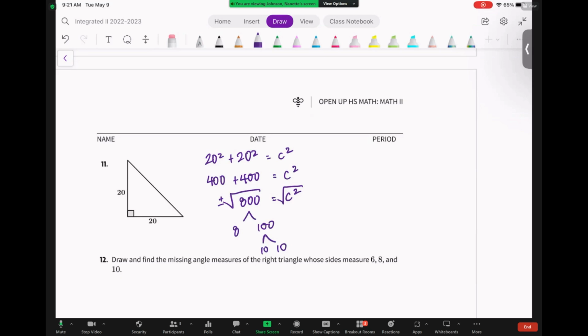This is 10. So I'll leave the 10 there. And this is 4 times 2, this is 2 times 2. So this is equal to 10 times 2, which is 20 root 2. And I'm throwing away that negative. So this is 20 root 2, which, by the way, I already knew because it's a famous triangle. Okay. And I'm going to show you a different way to do this one because this one's a special triangle.